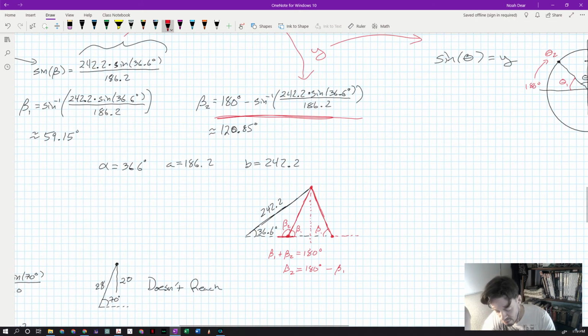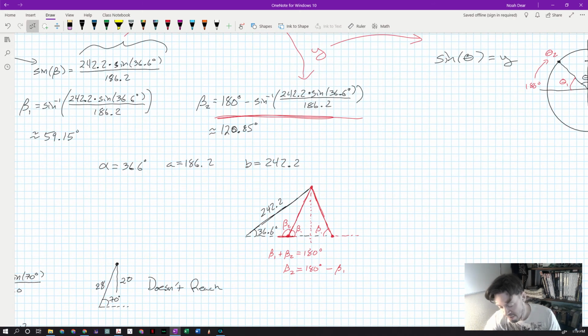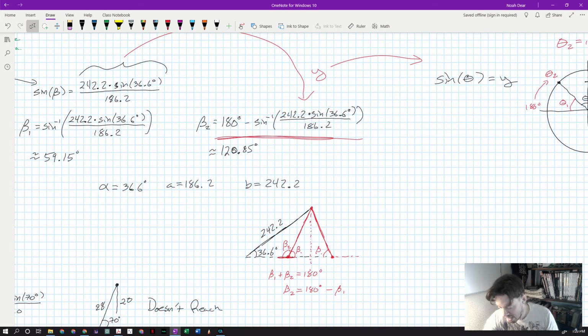So that's the other explanation for why we have that second angle at 180 degrees minus the first angle, where the first angle is just the sine inverse of that, in this case, 242.2 times sine of 36.6 degrees divided by 186.2. Right there, right?